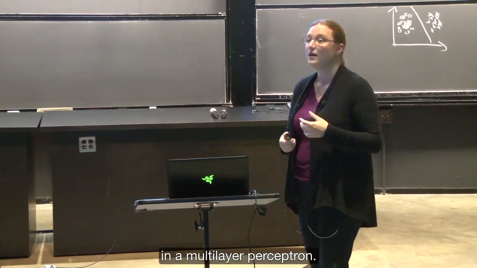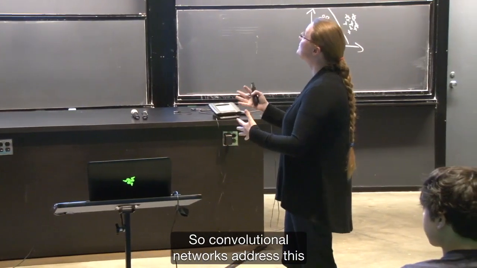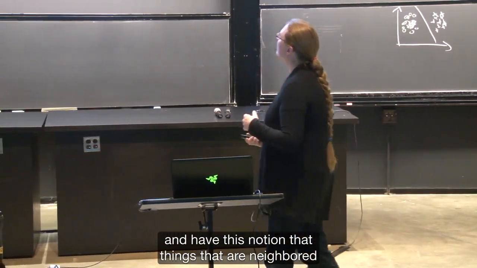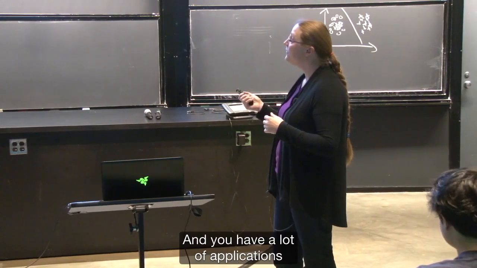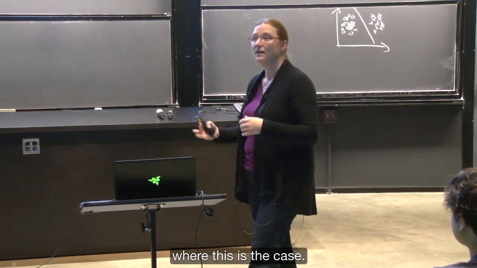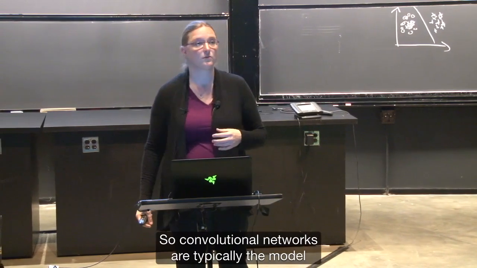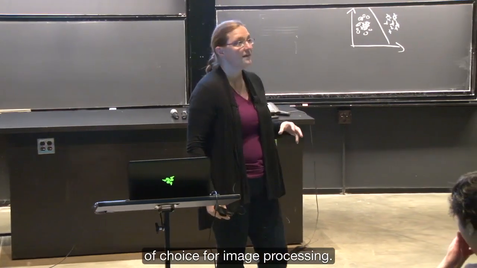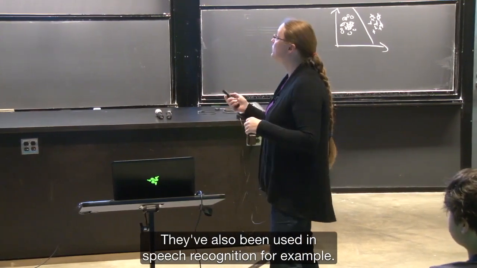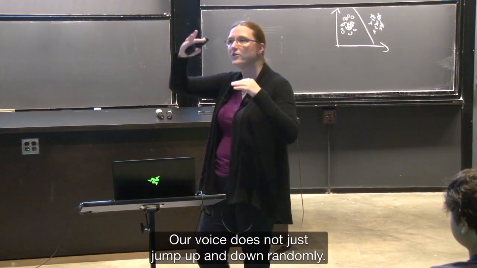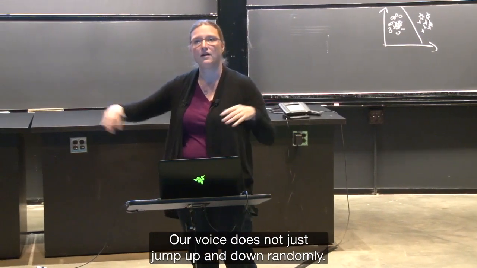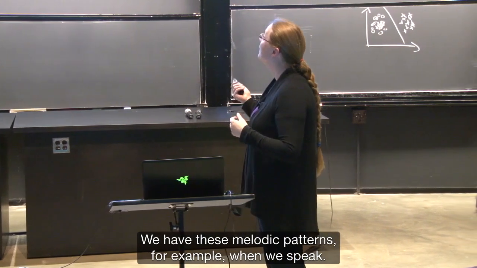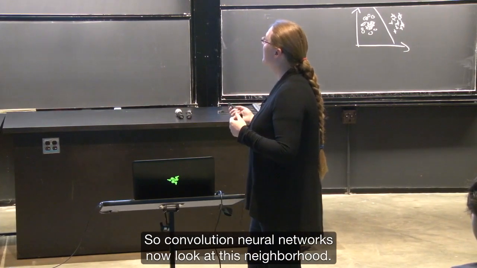There is no notion that there is a correlation or some kind of relationship between adjacent pixels in a multilayer perceptron. Convolutional neural networks address this and have the notion that things that are neighbored carry signal. You have a lot of applications where this is the case. The biggest one is image processing, where convolutional neural networks are typically the model of choice. They've also been used in speech recognition, for example. Our voice does not just jump up and down randomly. We have these melodic patterns when we speak. So convolutional neural networks look at this neighborhood.